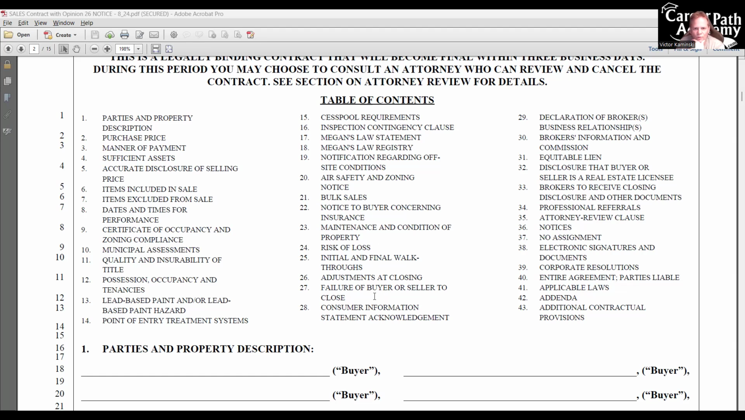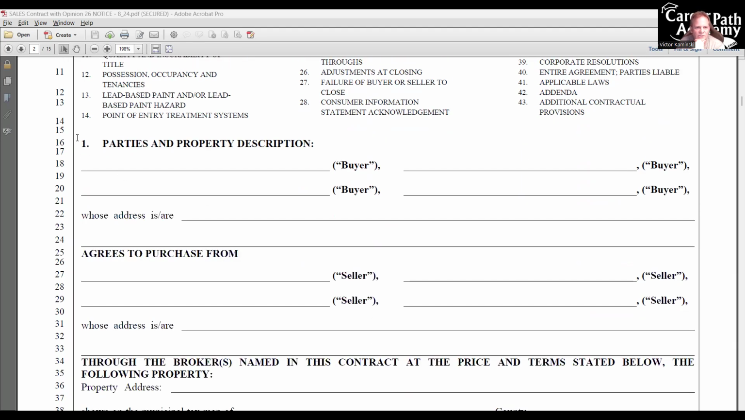Or failure of buyer or seller to close. I guess that would be a breach of contract, right? So section 27. So we'll look at both section 27 and section 40. See, there's section numbers here, but there's also line numbers.